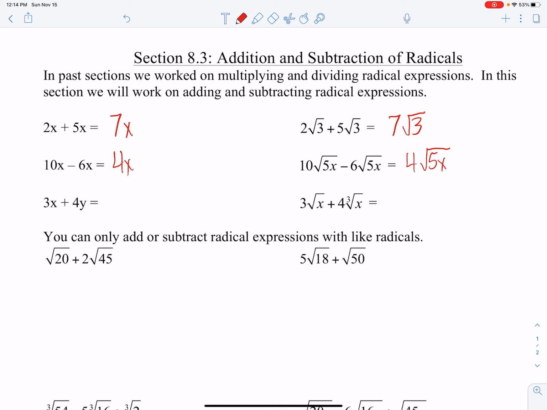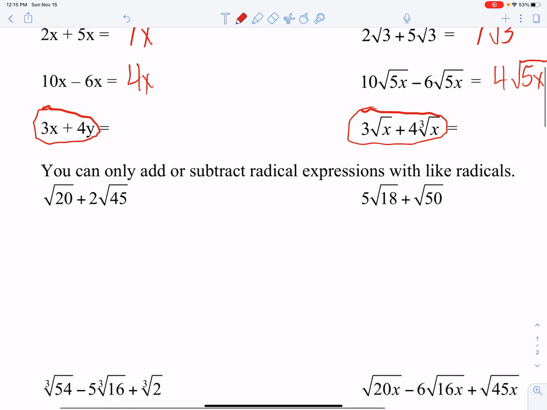Now, when we look at something like 3x plus 4y, you can't combine those. Those aren't like terms, so you would leave it alone. Same thing when you have something like 3 square root of x plus 4 cube root of x. Those are not like terms because they have different root parts. One's a square root, one's a cube root, so you have to leave that alone. For them to be like terms, the variable part has to be the same and the root part has to be the same.